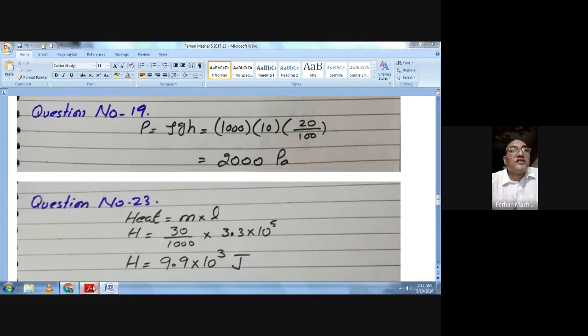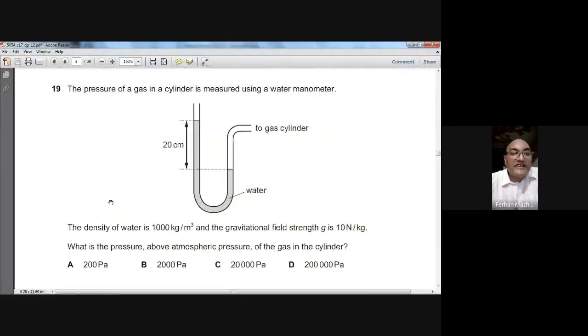Let us look for the option. So B looks like the option. Question 19, B is the option.